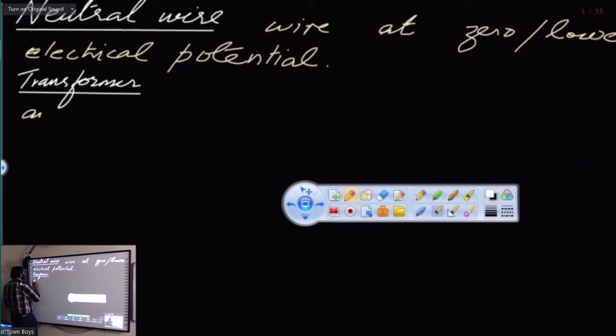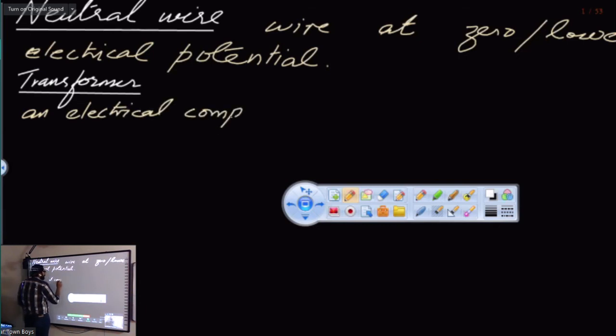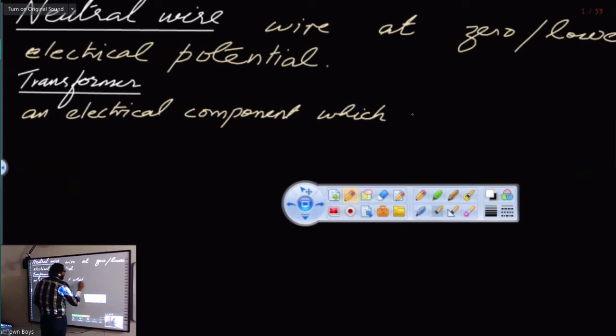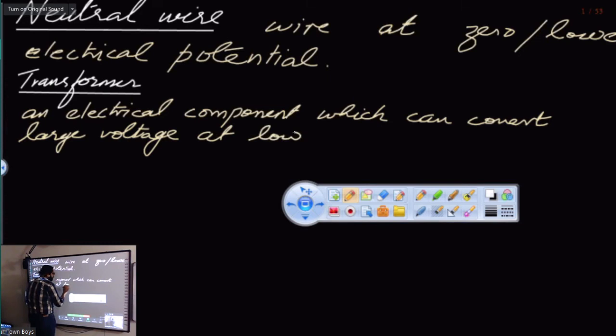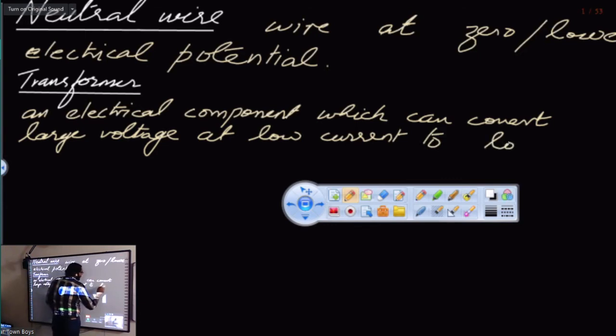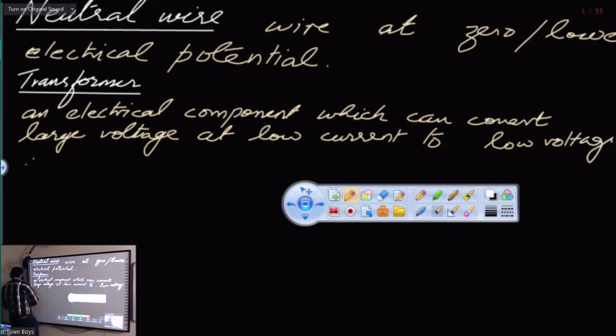An electrical component which can convert large voltage at small current to low voltage at large current.